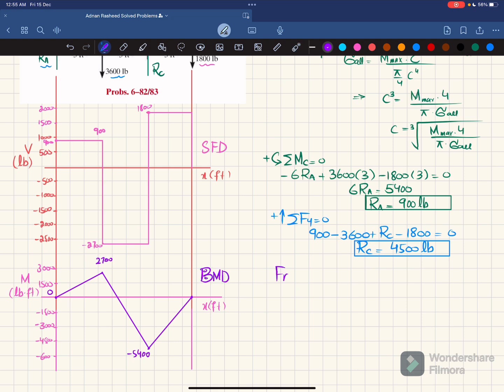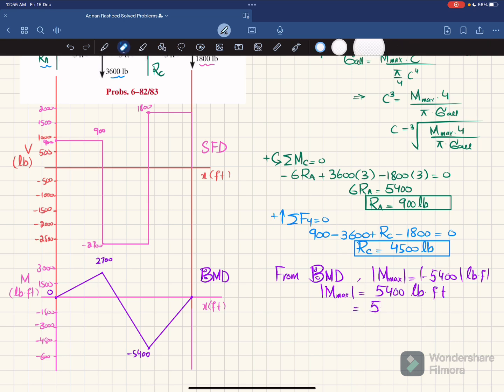Now from this BMD, we have the maximum absolute value of bending moment equal to 5400 pounds into feet, and we want to convert it into pound into inch. So 1 feet is equal to 12 inch. So I will multiply it with 12 and the unit will be pounds into inch. That will be the maximum absolute value of bending moment.